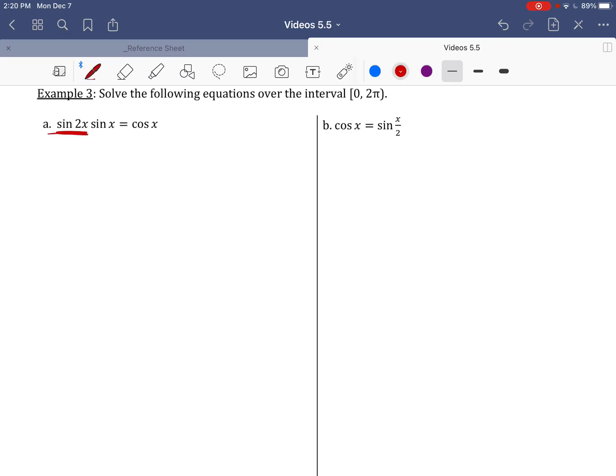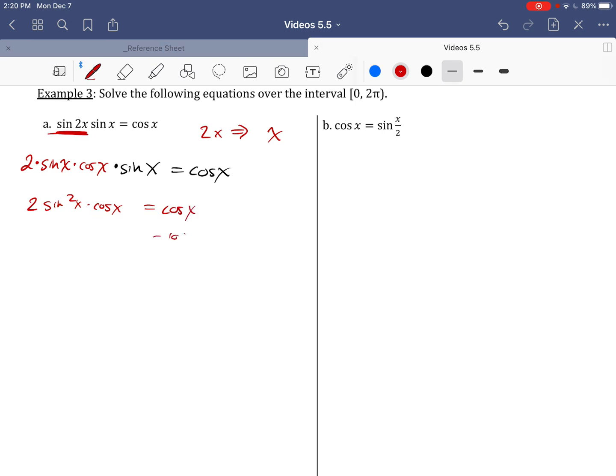So the first thing we want to do is take this 2x and we want to turn it into a 1x. To do so, we're going to use a double angle formula. So we're going to turn sine 2x into 2 sine x times cosine x. The rest of the equation is going to come unchanged. Now, let's simplify this thing a little bit. Now we've got 2 sine squared times cosine equals cosine.